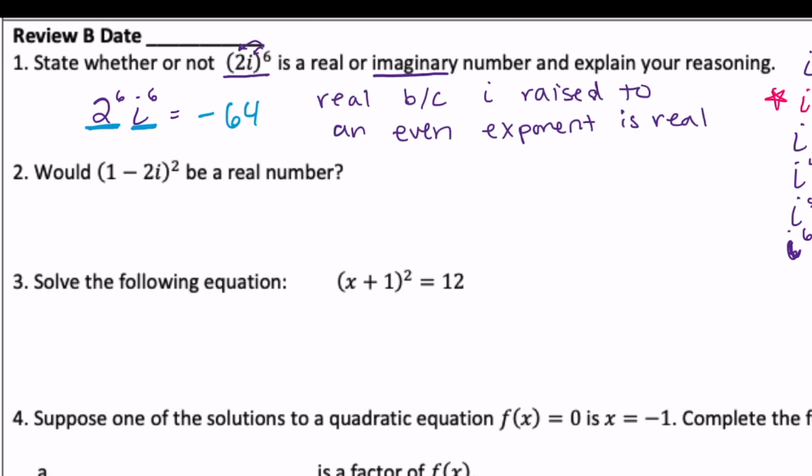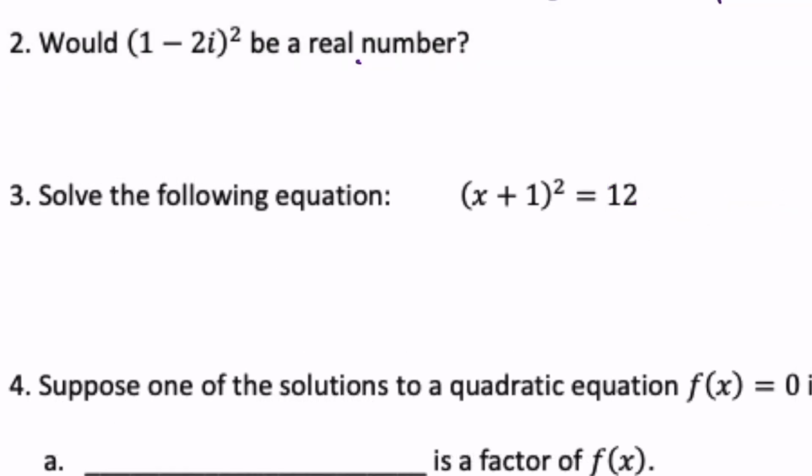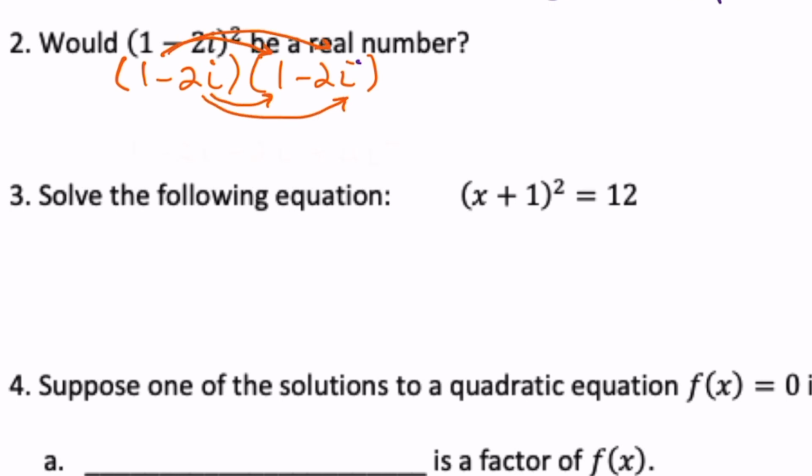In my reasoning, I said it's a real number because i raised to an even exponent is always going to end up real. If we look at our work over here off to the side, we can see that. Would (1 minus 2i) quantity squared be a real number? What do we have to remember when we square a binomial? We have to remember to write out that binomial twice because squaring a binomial is multiplying that binomial times itself. Then that means we're multiplying out that binomial. Take a moment to do that.